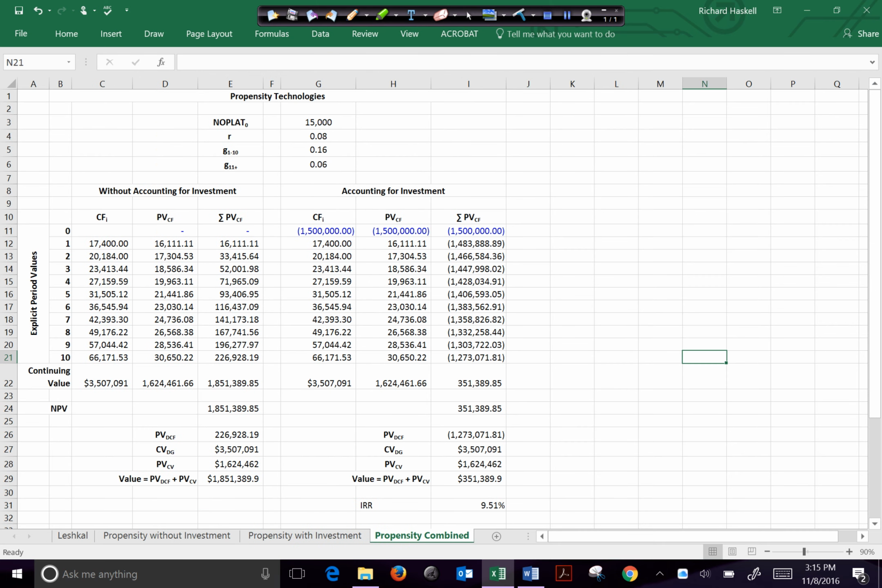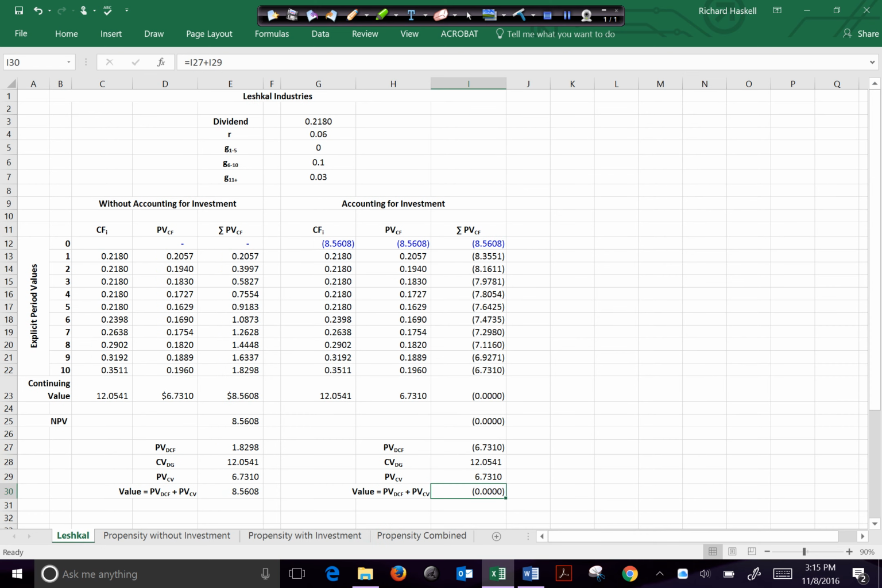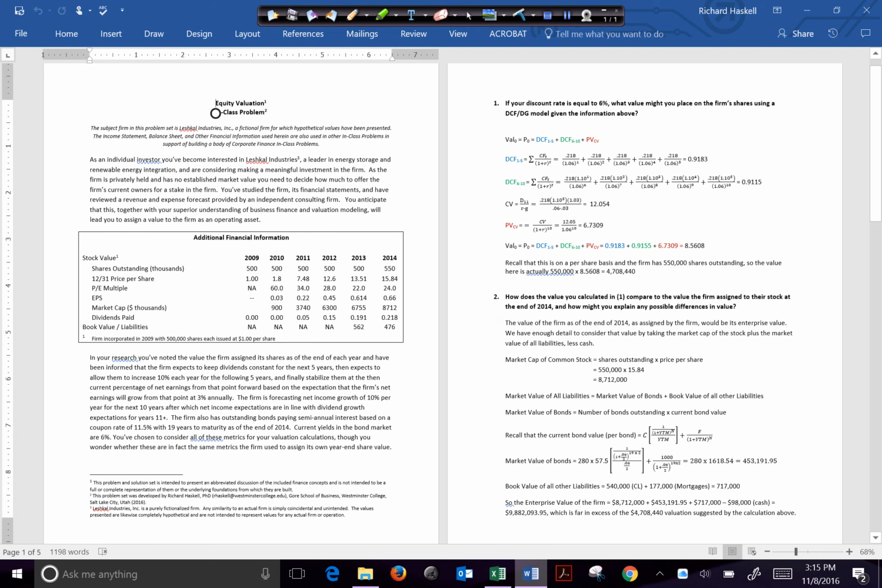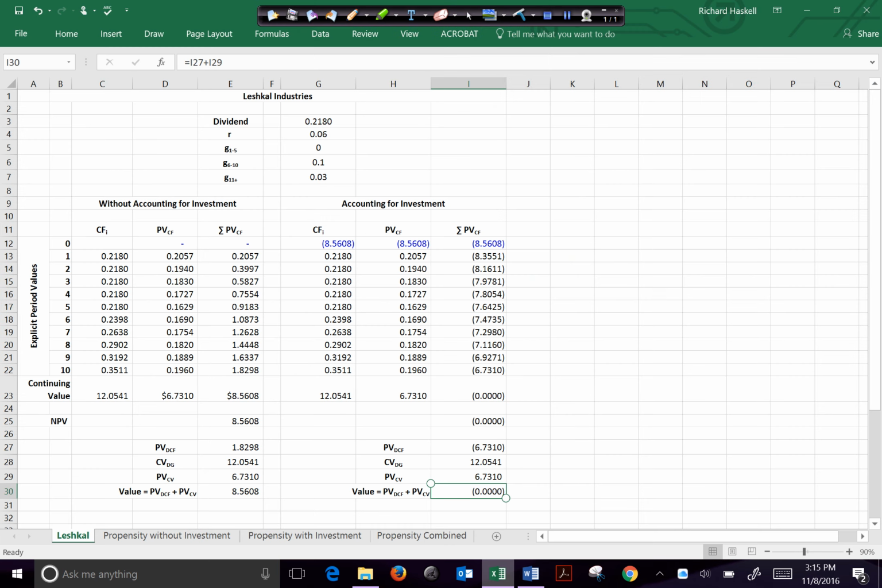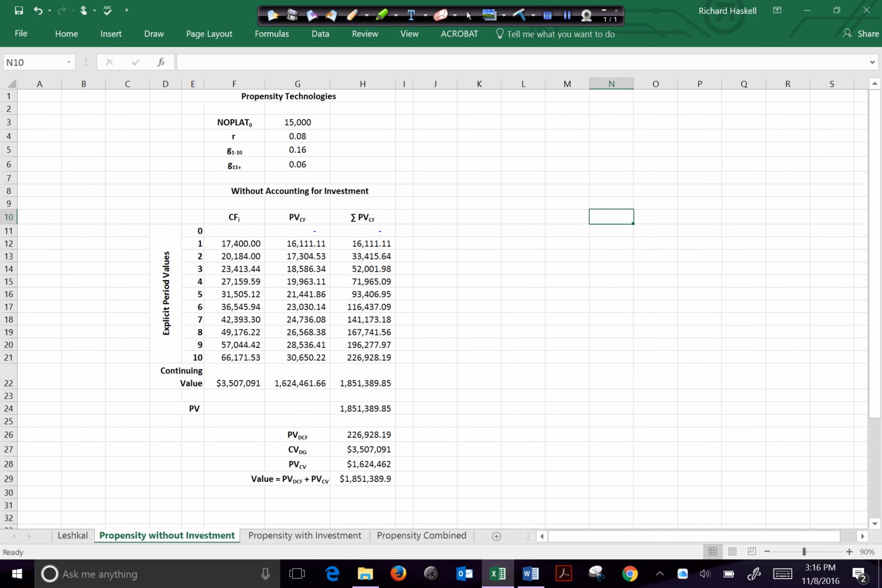Then I'll show it to you side by side, without and with, and then finally I'll relate that to Cal Industries and let you also see how that relates to some of the different material we have going on in my solution set. So let's go back to Propensity Technologies.